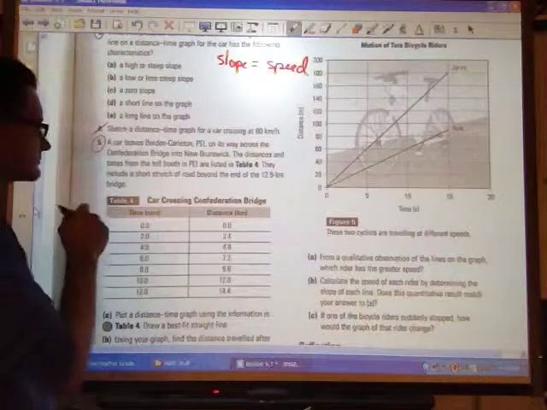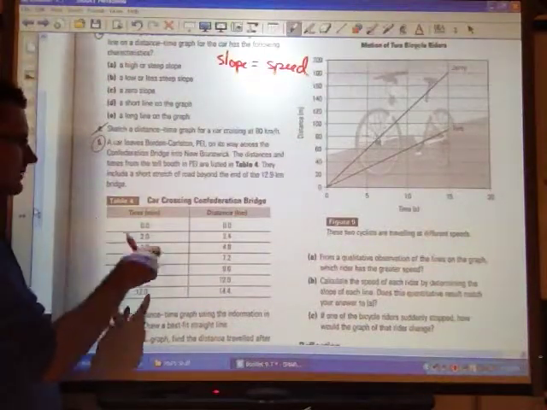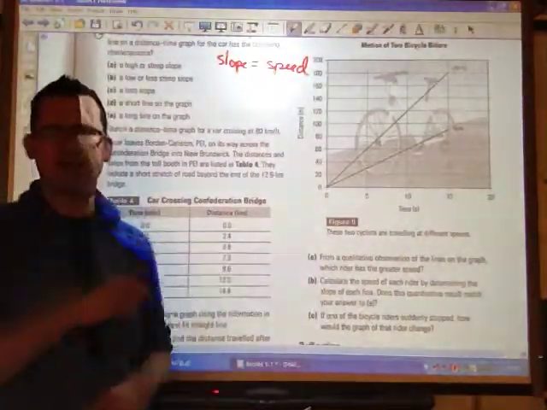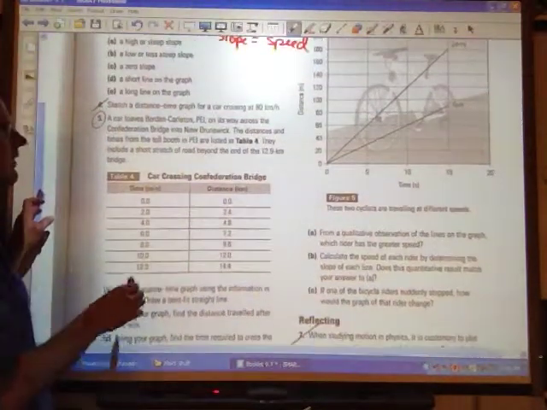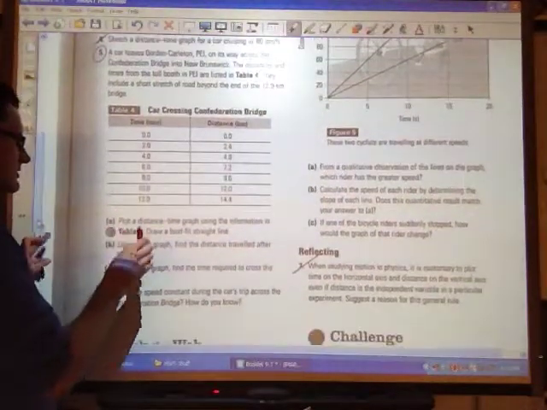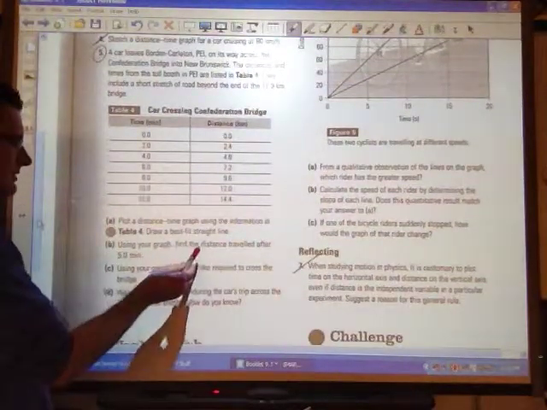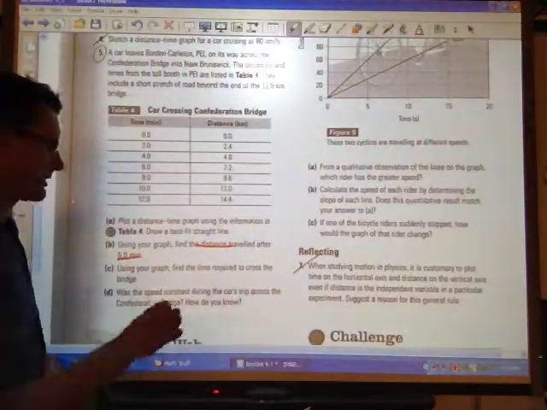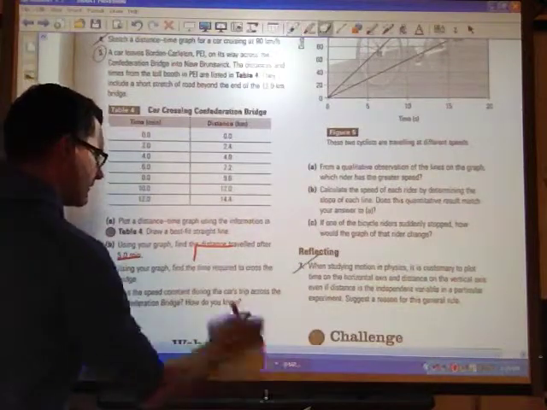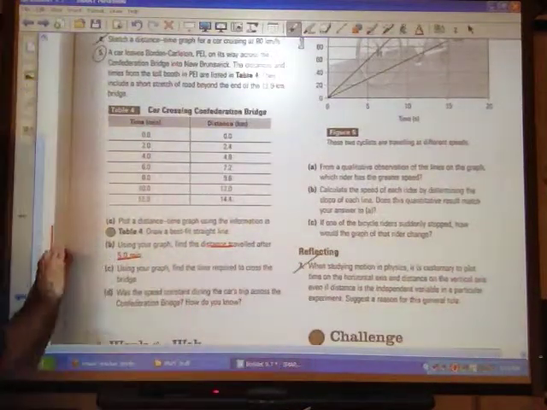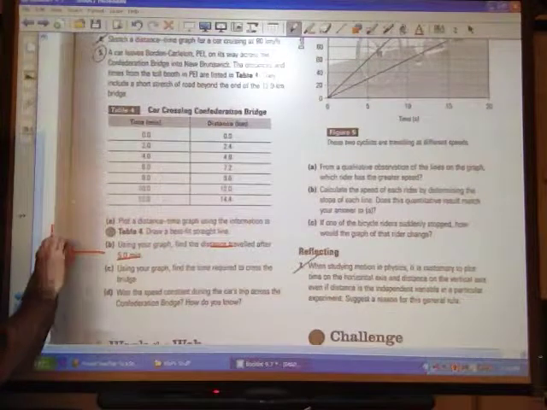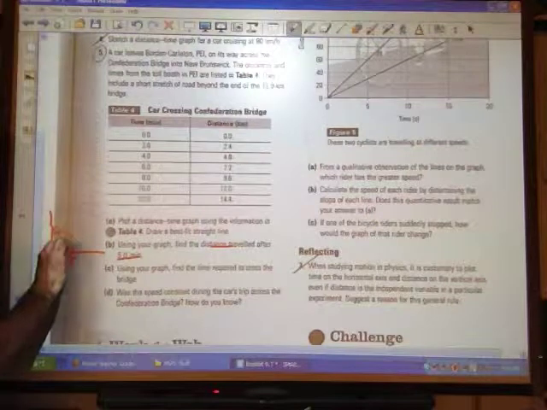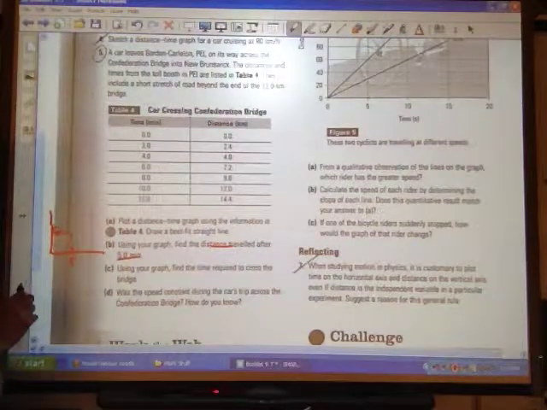Number 5, you'll have to get a piece of graph paper because I want you to plot this out. Distance versus time, so you'll have that labeled on there. Hopefully you'll get a straight line graph. So plot the graph. Use your graph, find the distance traveled after 5 minutes. For that you just read on the graph. Go over to 5 minutes, go up until you hit the line, and then go across, and you'll see where that in fact hits.